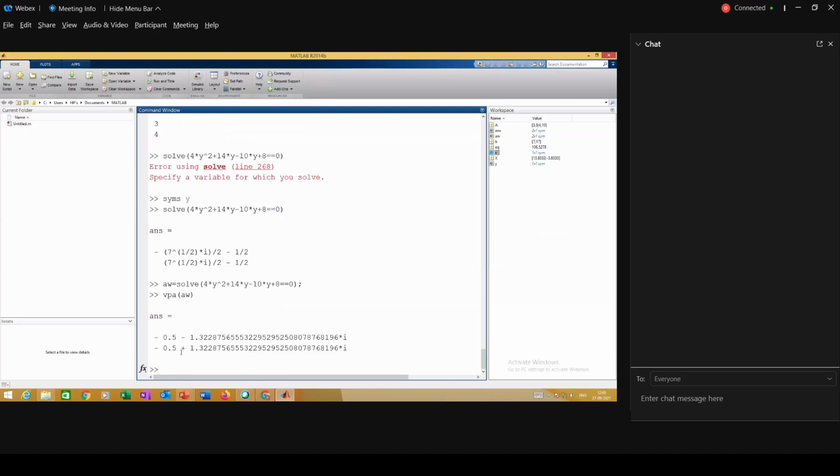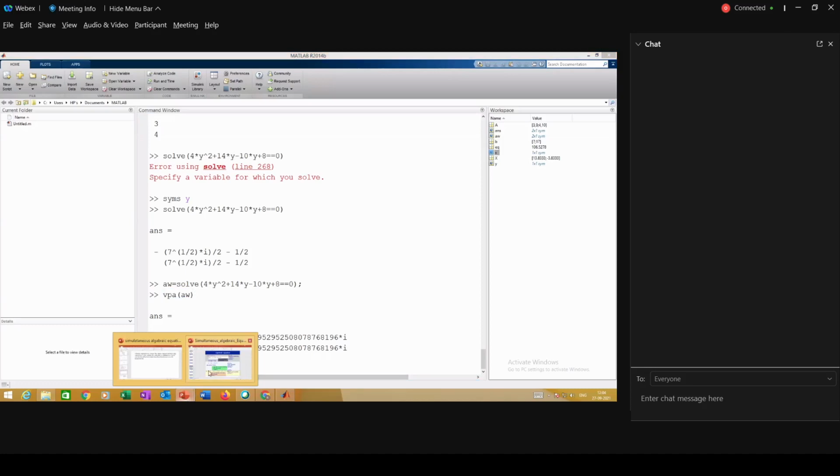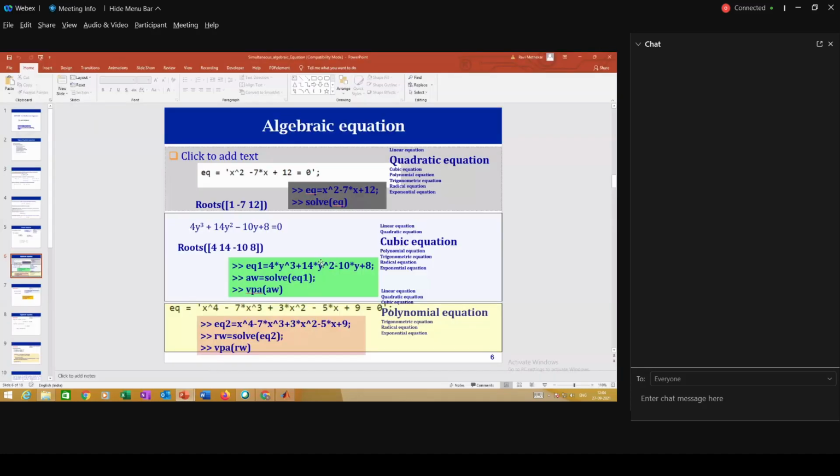Minus 0.5, minus this imaginary. So complex conjugates, you get the solution of these equations. So you need to write VPA. Right? You can solve cubic equations, you can solve polynomial equations in the same form.